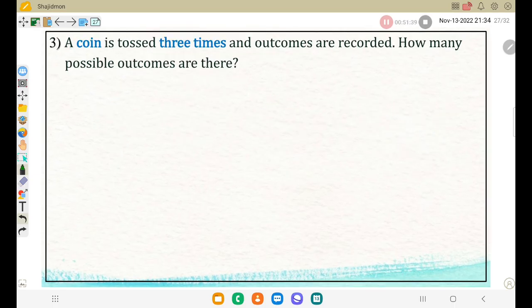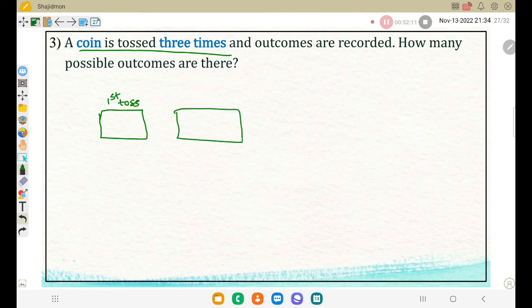Now I am going to the third question. Okay, a coin is tossed 3 times. A coin is tossed 3 times and the outcomes are recorded. How many possible outcomes are there? That is the question. Okay, so what do we need to do? A coin tossed 3 times. For example, I am writing here: first toss, first time tossing.